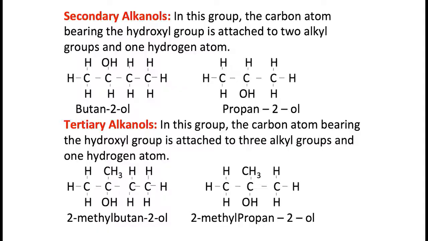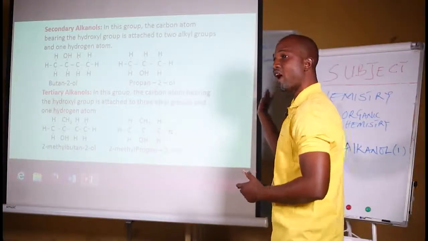Now, what about the secondary alkanol? In the secondary alkanol, you find out that the carbon atom which is carrying the OH group is in the middle, and it is bonded to 2 other alkyl groups, both in the front and at the back.